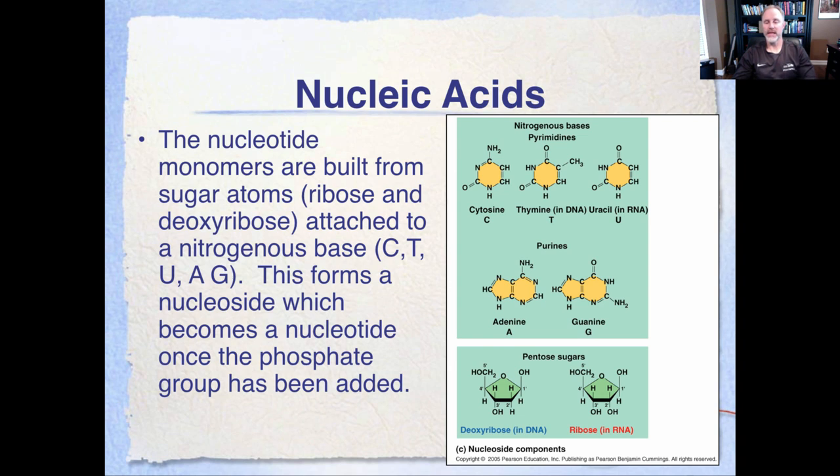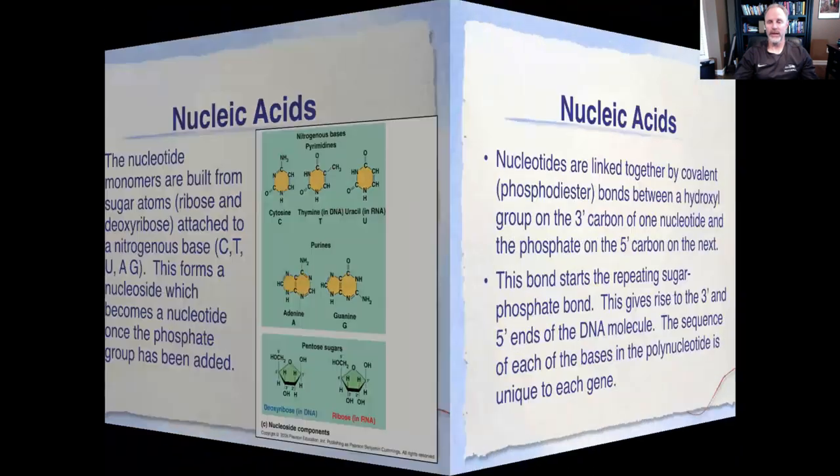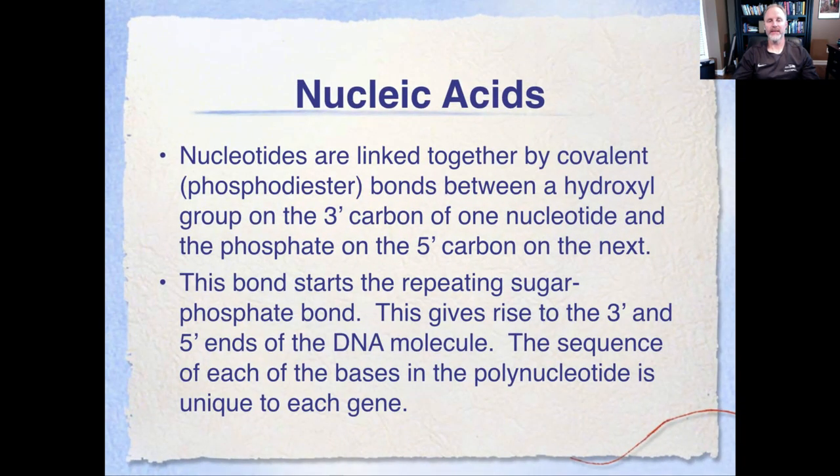The only difference is the existence of the hydroxyl group on the ribose. Those join with either a purine or a pyrimidine to give you the nucleoside, and then you add that phosphate group, which makes it into the nucleotide. The nucleotides get linked together now by these phosphodiester bonds, between a hydroxyl group on the 3' carbon on one nucleotide and the 5' carbon on the next.